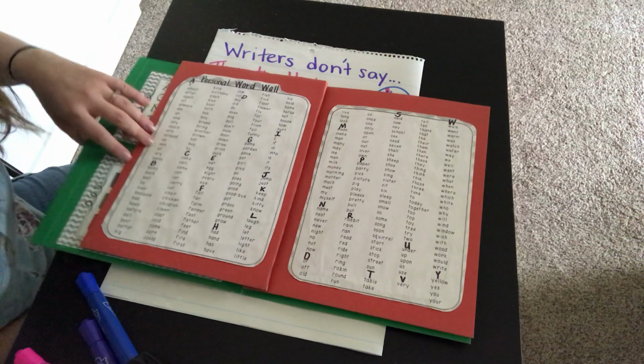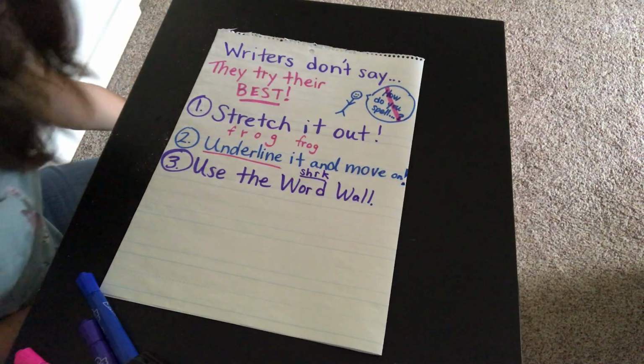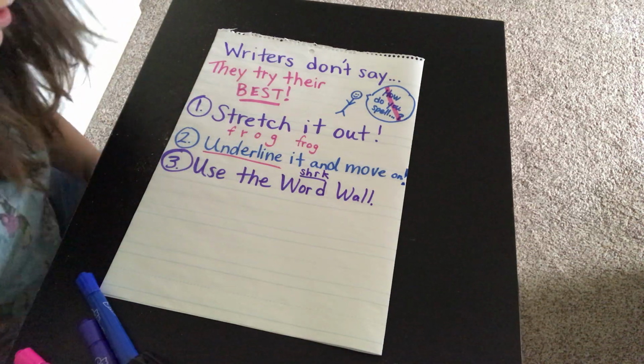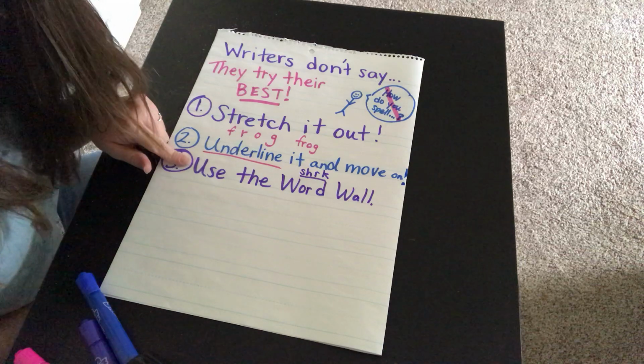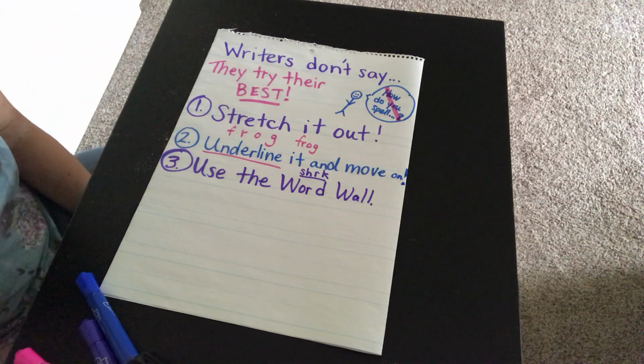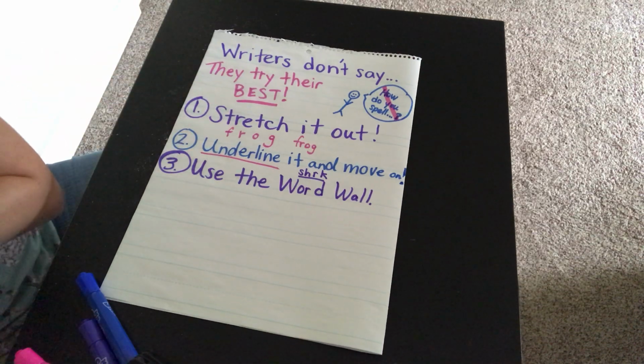So use your word wall if you come to a word you don't know how to spell, and check there to see if the word is in it. Sometimes the word will not be in your word wall, and that's okay. If you can't find the word on the word wall, you'll use one of the other strategies to help you figure out how to spell it. Okay, so we can stretch it out, we can underline it, we can use the word wall.